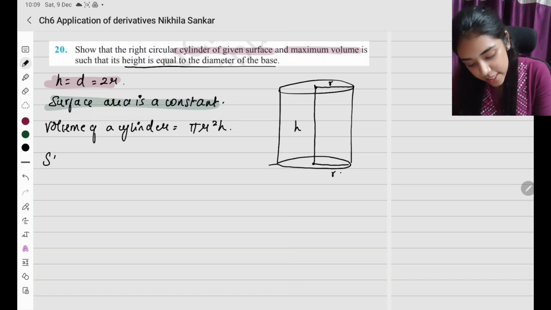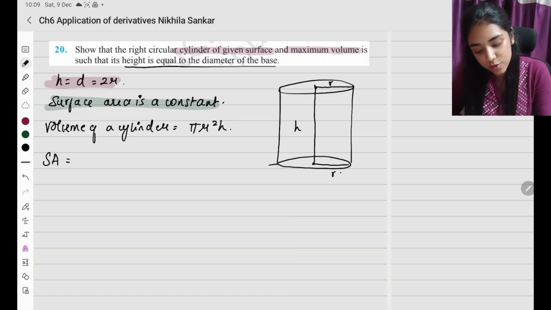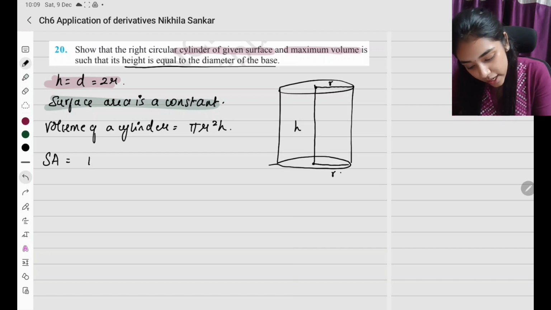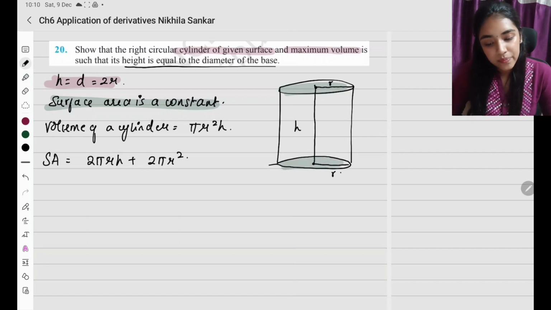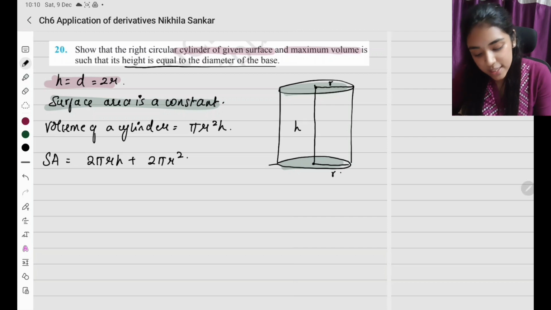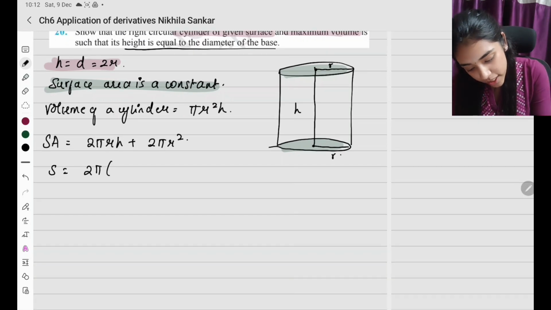So what is the surface area of a cylinder? Surface area of a cylinder is going to be 2 pi RH plus 2 pi r square. Correct? I have the curved surface area to be 2 pi RH and this area is going to be pi r square and this area is going to be pi r square. So this is going to be my total surface area. Curved surface area and total surface area. So the given surface area is going to be this. So S equals 2 pi common adutha. What do I have? RH plus r square.